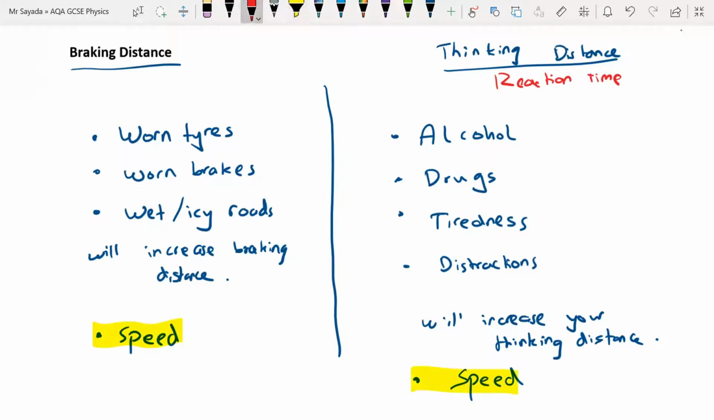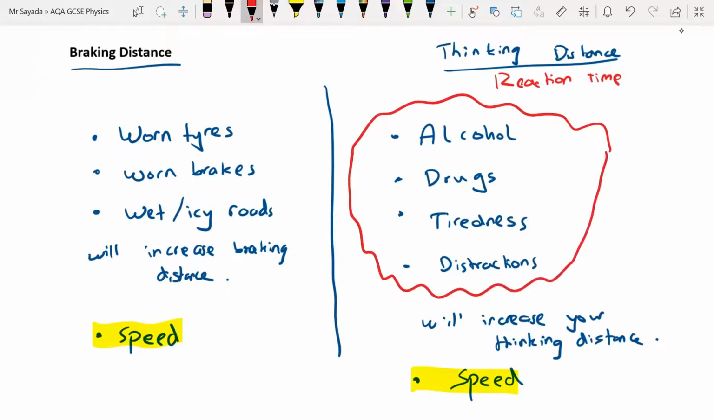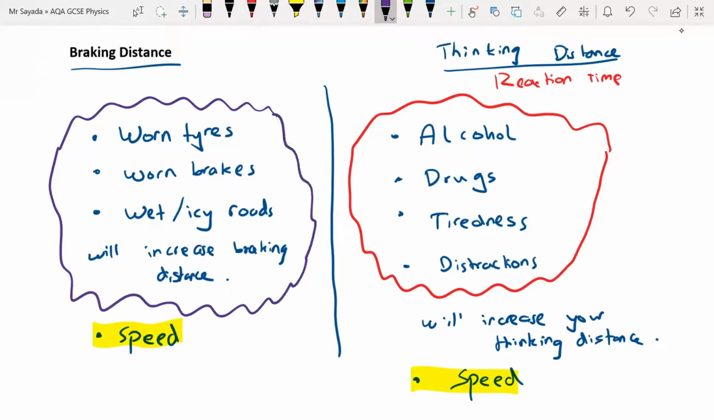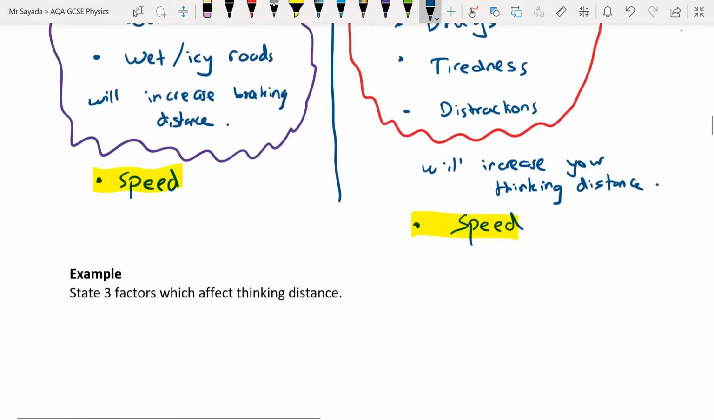Otherwise, everything that increases your thinking distance are things to do with you, things to do with your reaction time. And all the things that increase your braking distance are things to do with the car, with the road, with the weather conditions. So you need to know which factors will affect your braking distance and which will affect your thinking distance. And then remember, stopping distance is the sum of the two. So your braking distance plus your thinking distance is your stopping distance. So let's try some examples based on this.